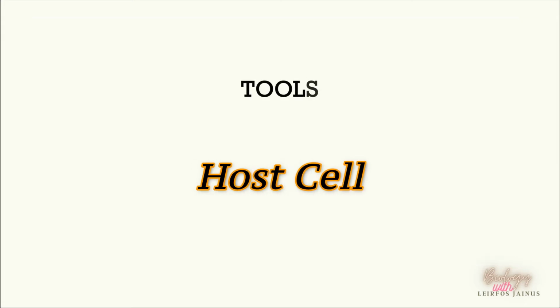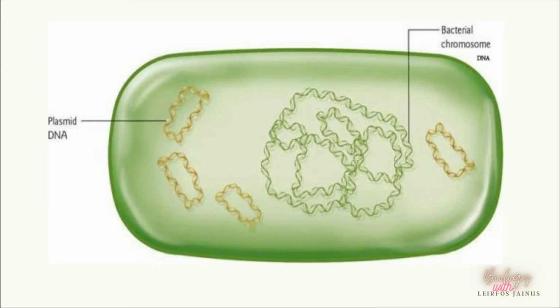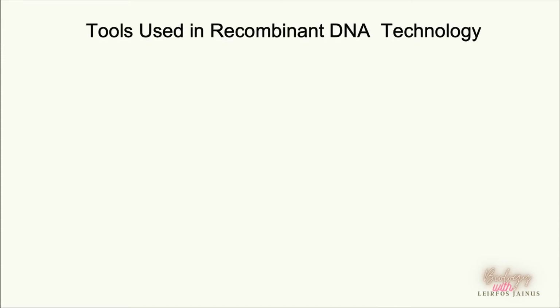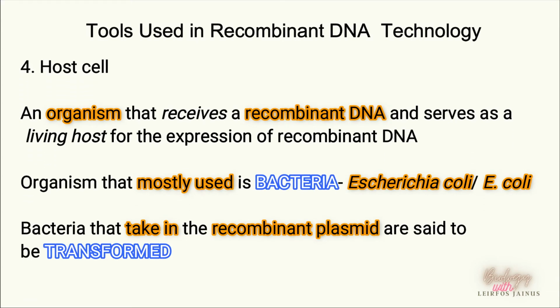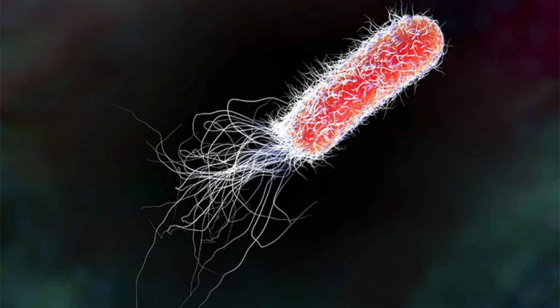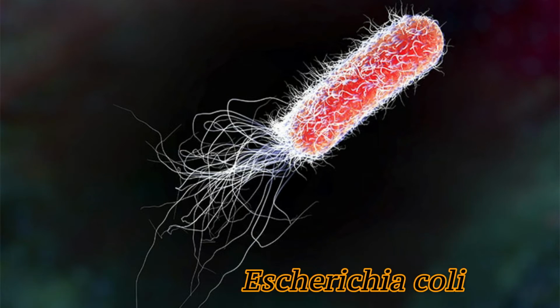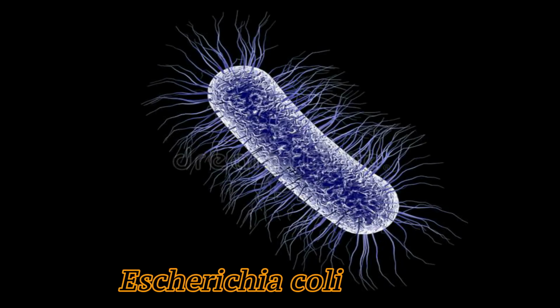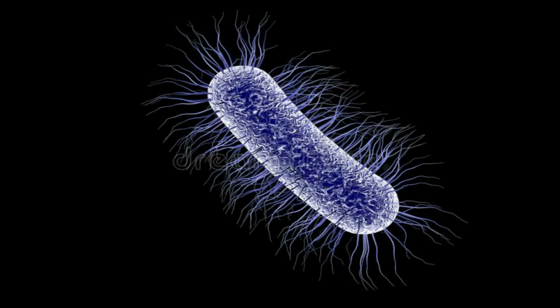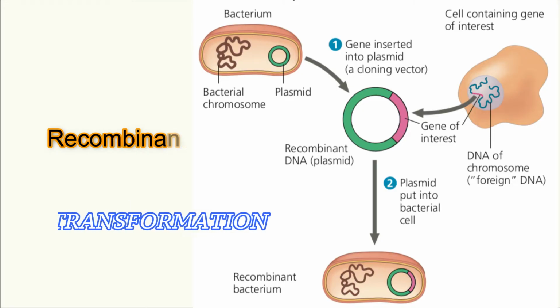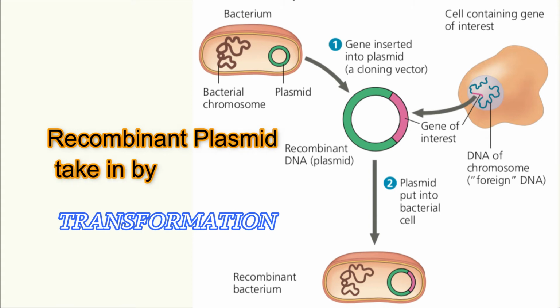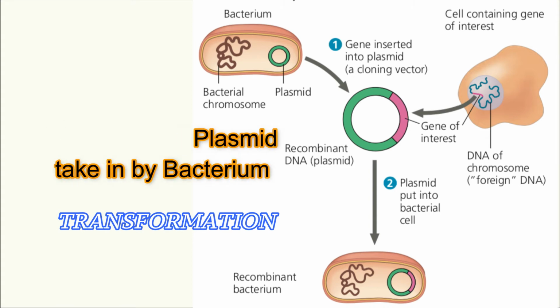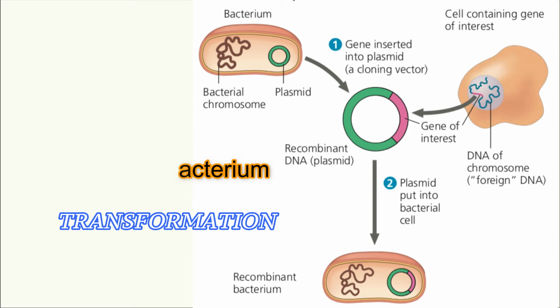Next, we will discuss about the host cell. The host cell is a bacteria that is able to accept or receive the recombinant DNA. The bacteria that uptake the recombinant plasmid are said to be transformed. The bacteria that is most commonly used as a host cell is Escherichia coli or E. coli. Bacteria will uptake recombinant plasmid through transformation process to form recombinant bacterium.